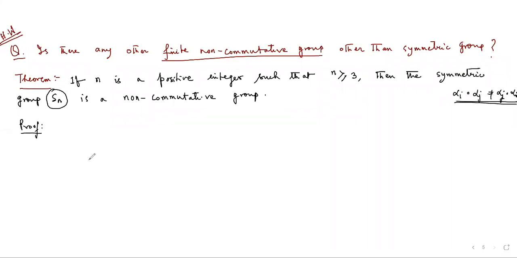So let us try to prove it. The proof is very simple. Let n be greater than or equal to 3. Why are we taking n greater than or equal to 3? That is the question. Because for n equal to 3, you have already studied it.